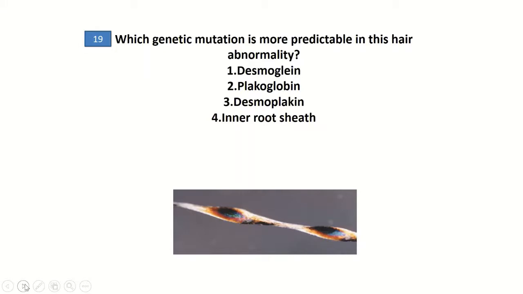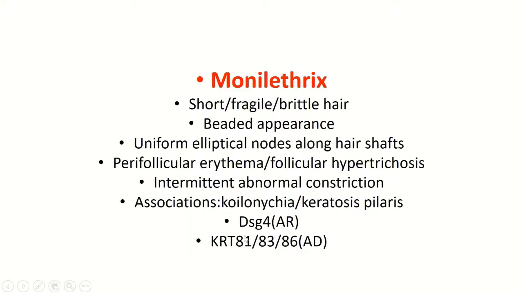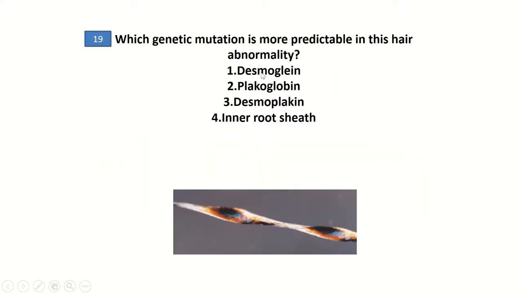Question 19. Which genetic mutation is more predictable in this case? Monilethrix is mainly inherited in the autosomal dominant fashion that is related to mutation in keratin 81, 83, and 86. However, in patients with autosomal recessive form, mutation in desmoglein 4 is more probable. So the correct answer is desmoglein 4.